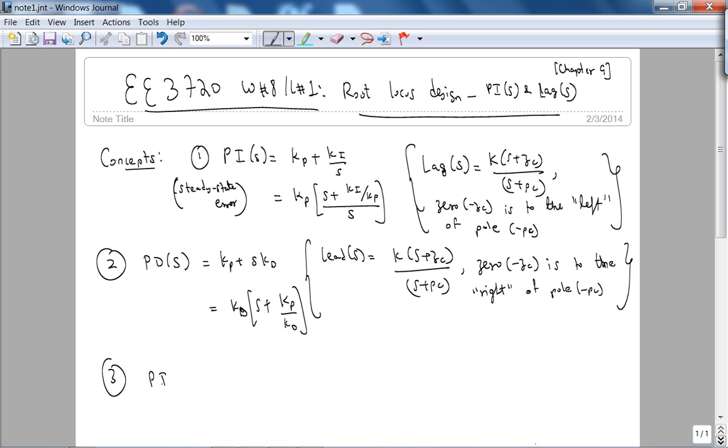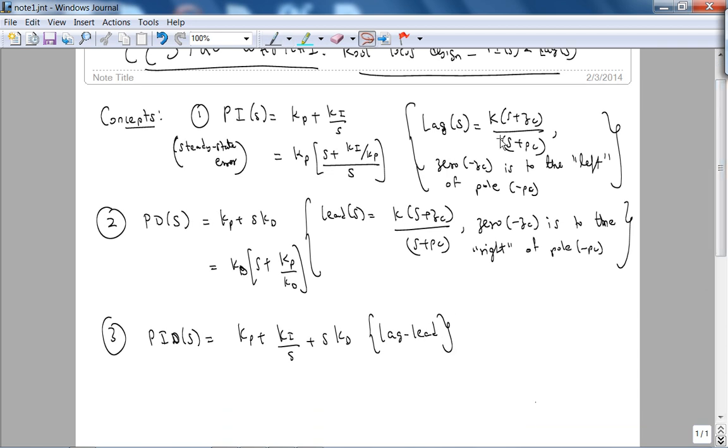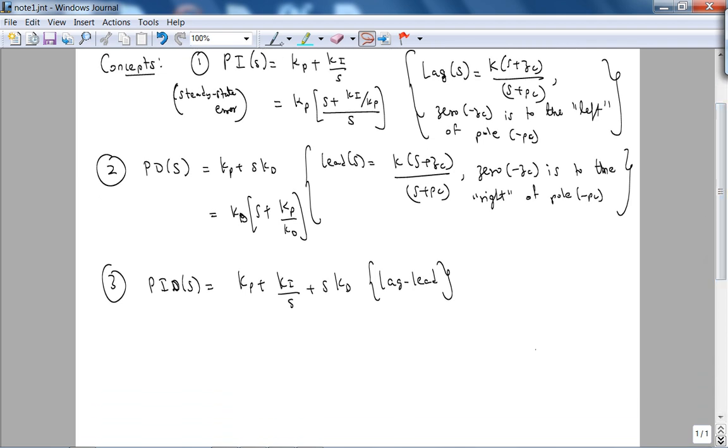And then finally, you have the PID controller, which is the lag-lead compensator. So you have KP plus KI over S plus S KD, and this is the lag-lead compensator. Obviously it's going to be K times the lag times the lead, with the appropriate choice of zero and pole locations. But we will see this lag-lead in subsequent lectures. This is also called the PID controller.